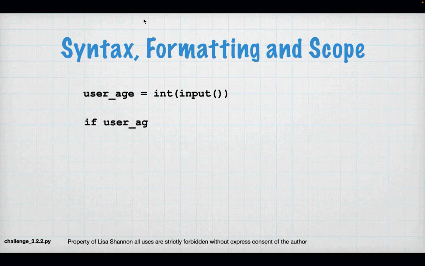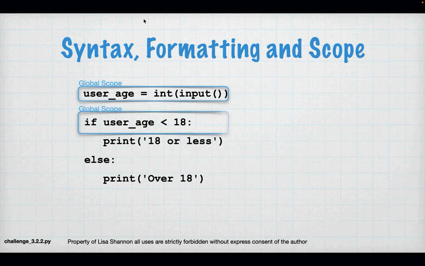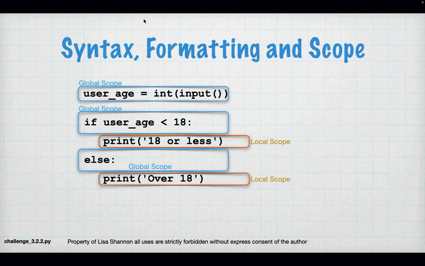So let's talk about syntax, formatting, and scope. Here's a real quick Python script. I have user age equal int input. We've all seen that line before. I'm going to take some input. I expect it to be an integer. I'm going to assign that value to the variable user age. I know user age is a variable because it's on the left-hand side of a single equal sign. Everything underneath that is kind of new. So first, I have my keyword if. Oh, sorry, scope. I didn't tell you what the scope was.